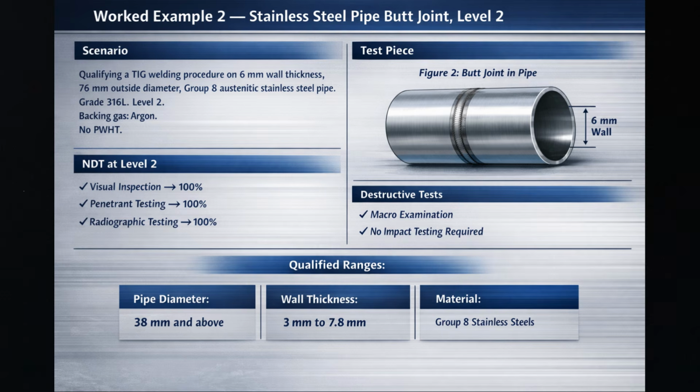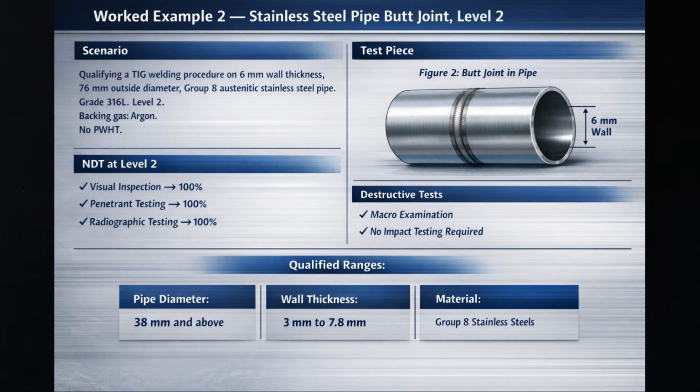Key differences for this case. Visual, 100%. Surface crack detection. Penetrant testing. Because Group 8 is non-magnetic, magnetic particle testing cannot be used. Volumetric NDT. T equals 6 mm. Ultrasonic testing is not permitted since T is less than 8 mm and material is Group 8. Radiographic testing must be used, provided the pipe configuration gives valid results. For this 76 mm OD pipe, RT is feasible.